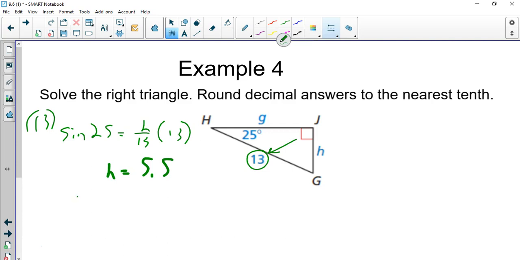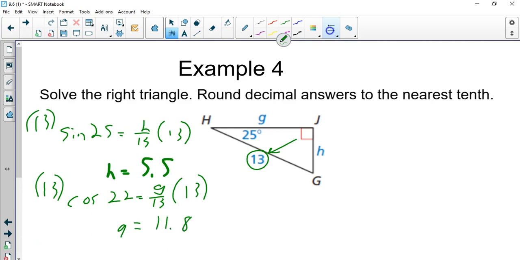Now I'm going to do cosine. Cosine of 25 equals g over 13. Again, cosine is adjacent over hypotenuse. This is the same mathematical way. I'm going to type in 13 times the cosine of 25, which tells me that side g is 11.8. And the last thing I need to find is angle G, which is very easy. Because I have 90, I have 25, which means if I subtract that from 180, I find out that angle G is 65 degrees.